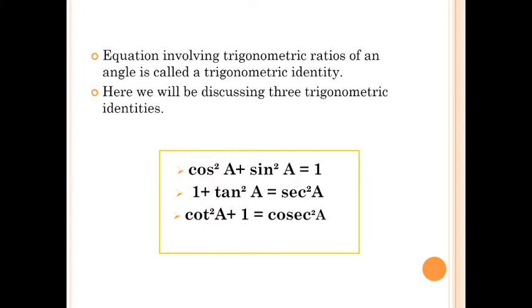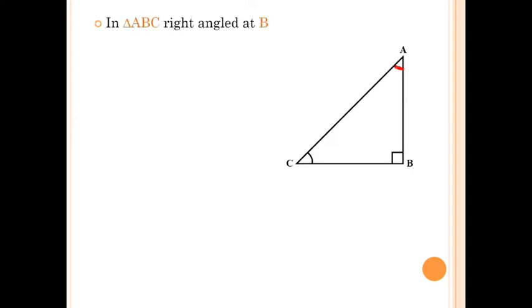Its proof. For that, as usual, we are taking a right angled triangle here. Let ABC be the right angled triangle where B is the right angle. And here we will be considering the angle A. This angle A is being considered. So according to this, the trigonometric ratios are determined. According to the famous Pythagoras theorem for a right angled triangle, we have AB square plus BC square is equal to AC square. This is the famous Pythagoras theorem.